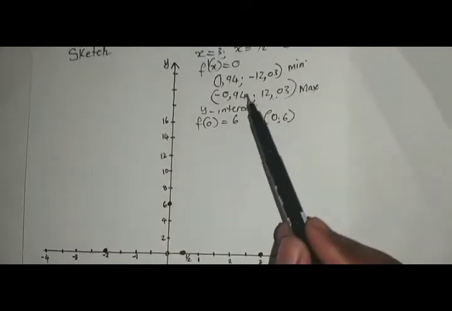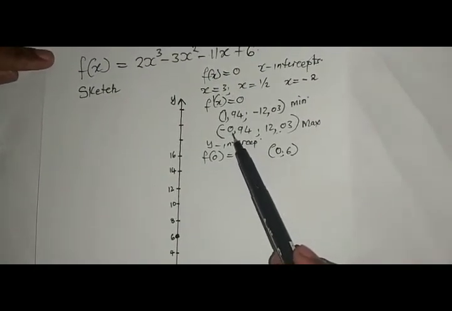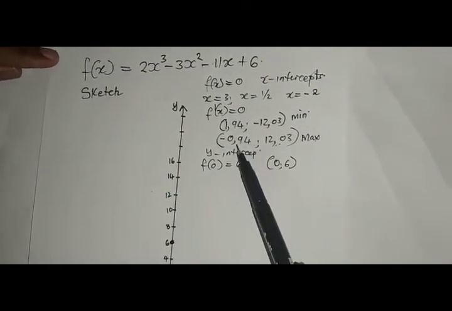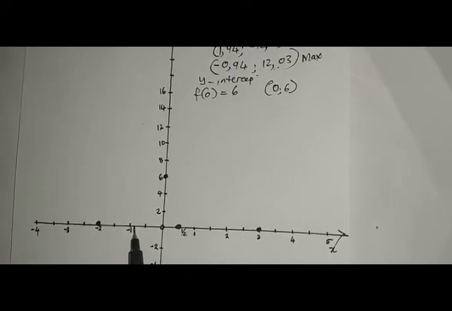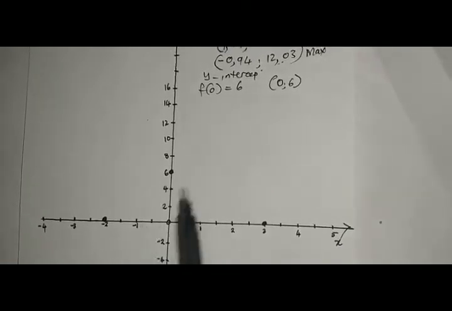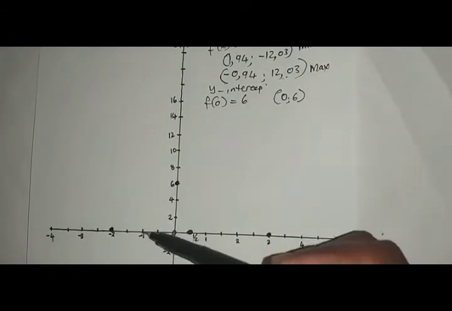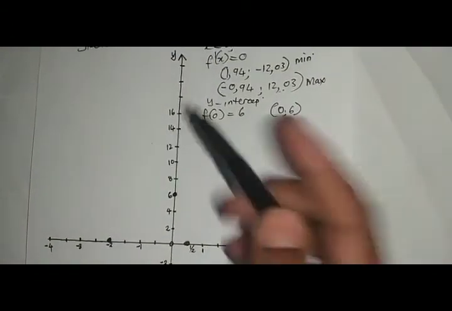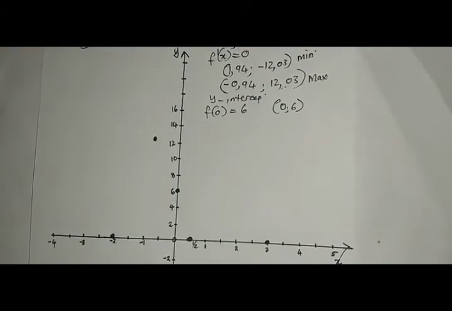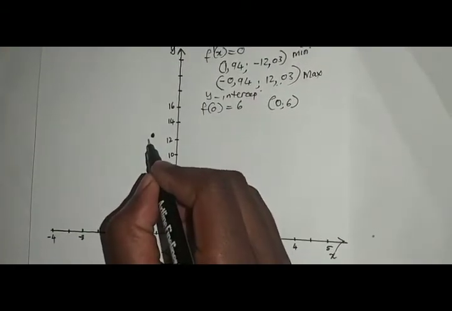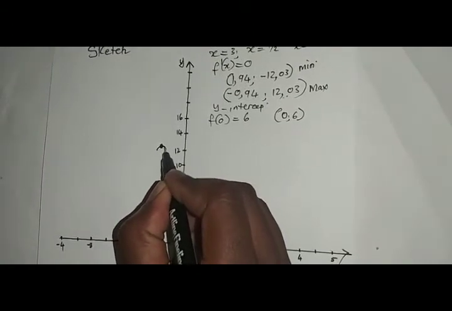Then let's also plot in our turning points. We said our maximum is at -0.94. Minus 0.94 is almost next to -1. And the y coordinate is 12.03, just above 12, somewhere there. That is a maximum turning point, which means our graph here will have a maximum turning point like that one.